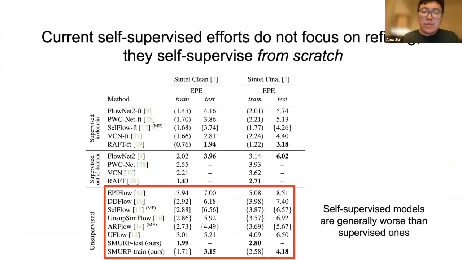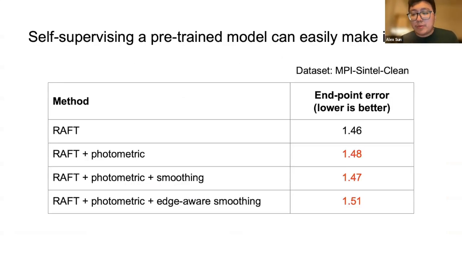There are some self-supervised methods, but they mostly focus on training the motion model from scratch and perform much worse than the state-of-the-art supervised methods. And if we aim to improve the performance of the pre-trained model on the target domain using these self-supervised techniques, we find that they consistently make the performance even worse. We assume that this might be because the self-supervised training signals are too noisy and just mess up the pre-trained weights.